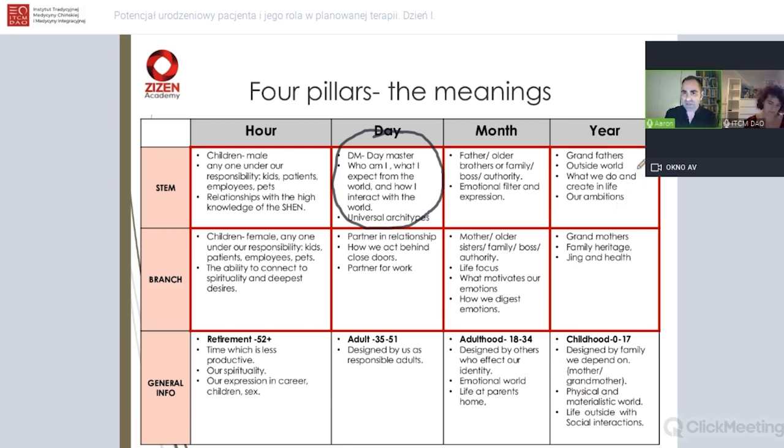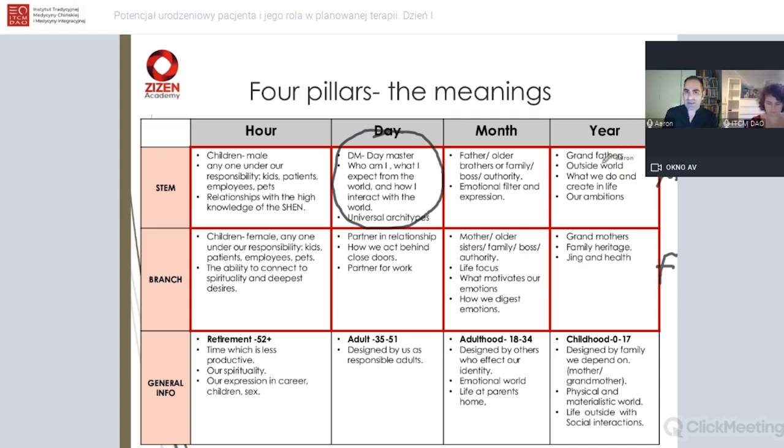The specific boxes of the stem: the year stem represents the grandfathers, the outside world, male energy, okay, and the branches are female energy. This is including all the stems, and all the branches are female. So all the stems are male energy, all the branches are female energies.